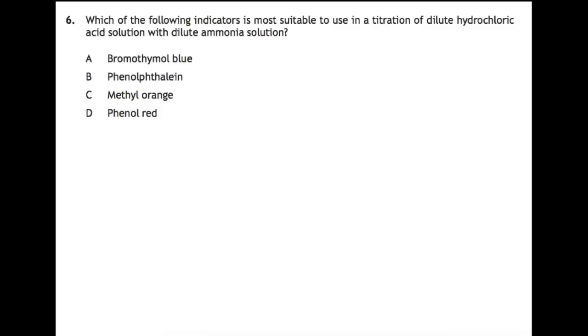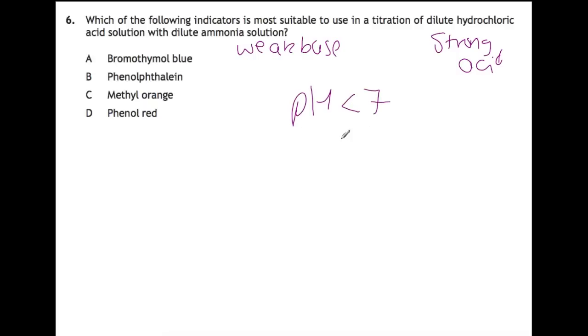Question 6. Which of the following indicators is most suitable to use in a titration of dilute hydrochloric acid and dilute ammonia? Dilute hydrochloric acid is a strong acid. Dilute ammonia is a weak base. This means that when you get to the end point of this reaction, your pH will be less than 7.